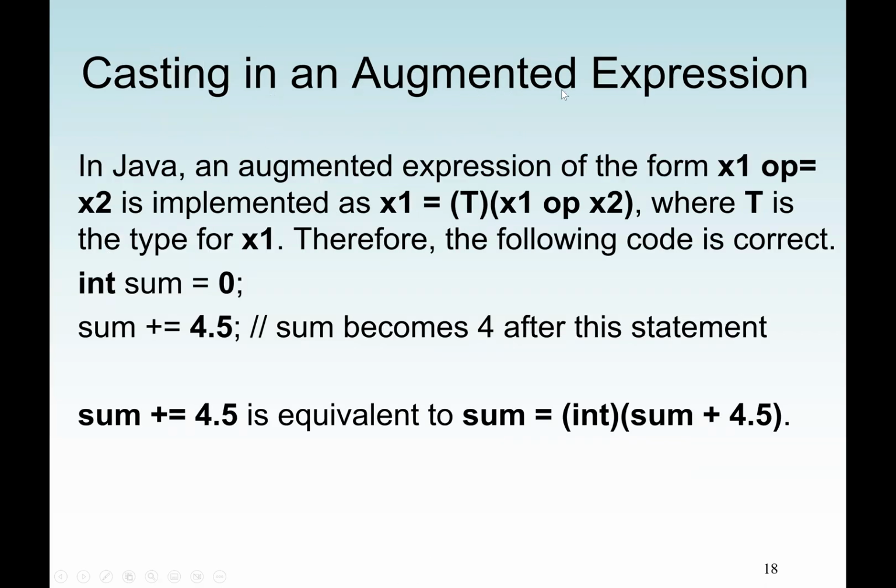So, casting in an augmented expression. For example, we say in Java, an augmented expression of the form x1 op equal s2 is implemented as follows: x1 equal to (T)(x1 op s2), where T is the type for x1, implicitly changing the data type. Therefore, the following code is correct. We have int sum initialized to 0, and we say sum plus equal to 4.5. This is okay. Sum becomes 4 after this statement.